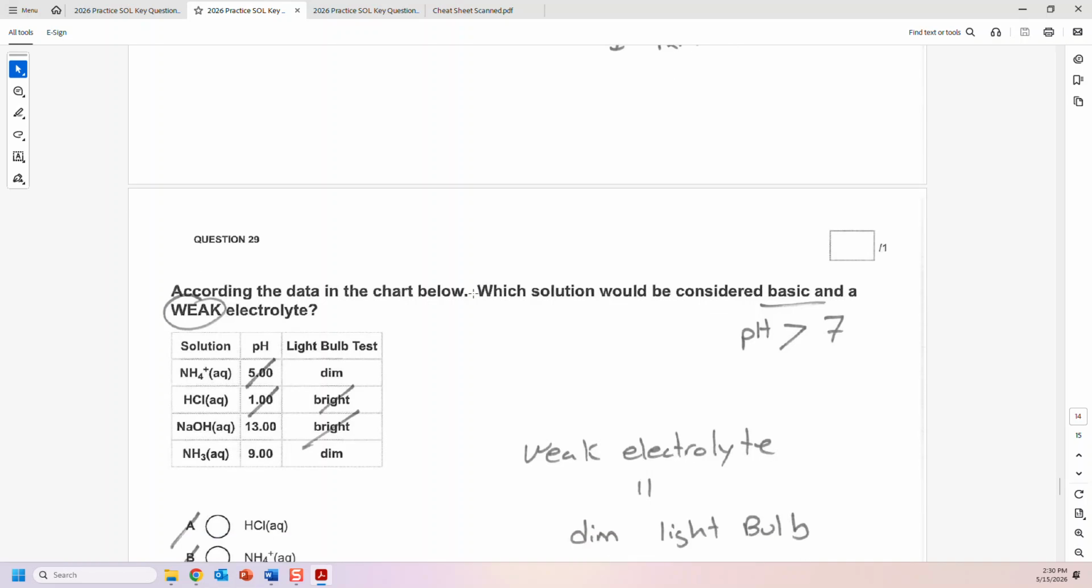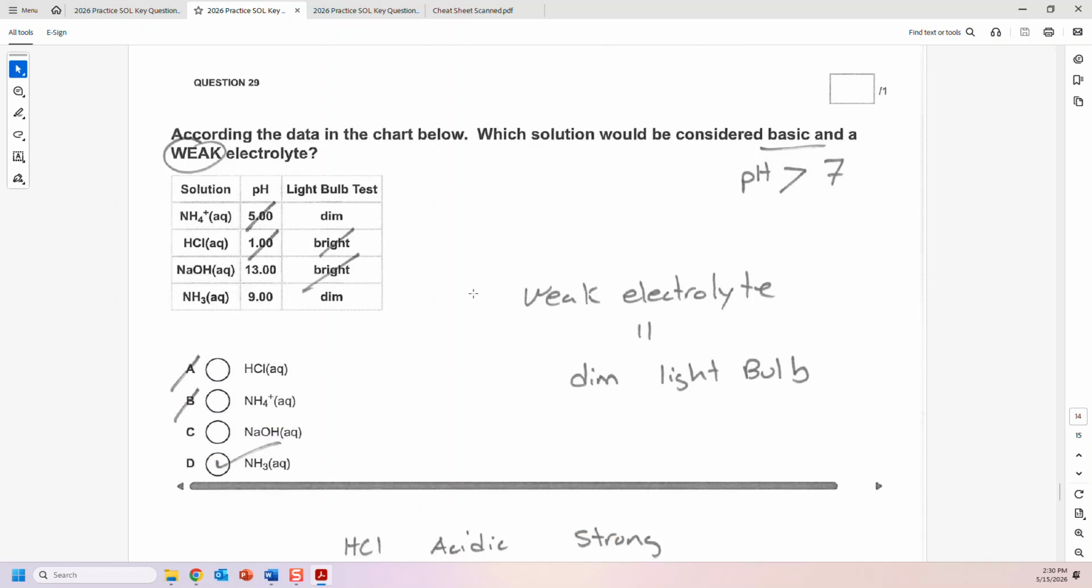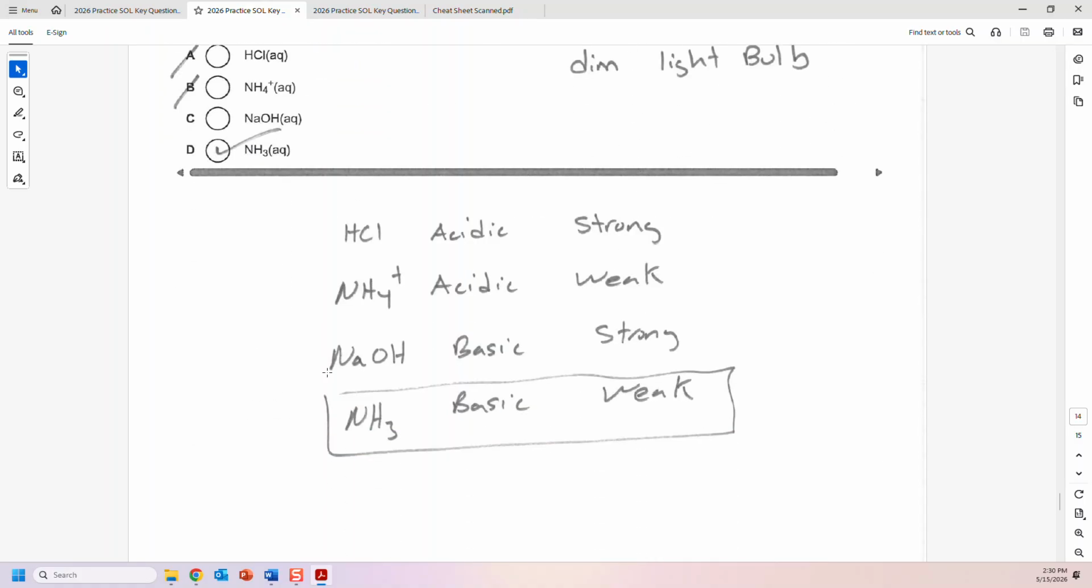So the brighter the bulb, the better the electrolyte, right? You need ions in solution to be an electrolyte. So all those solutions have ions in them. But the one that's basic and weak would be the pH of 9 and the dim bulb, right? So HCl is acidic, strong electrolyte. Ammonium would be acidic, weak electrolyte. The sodium hydroxide, basic, strong electrolyte. And the ammonia is basic as well, but it's a weak electrolyte.